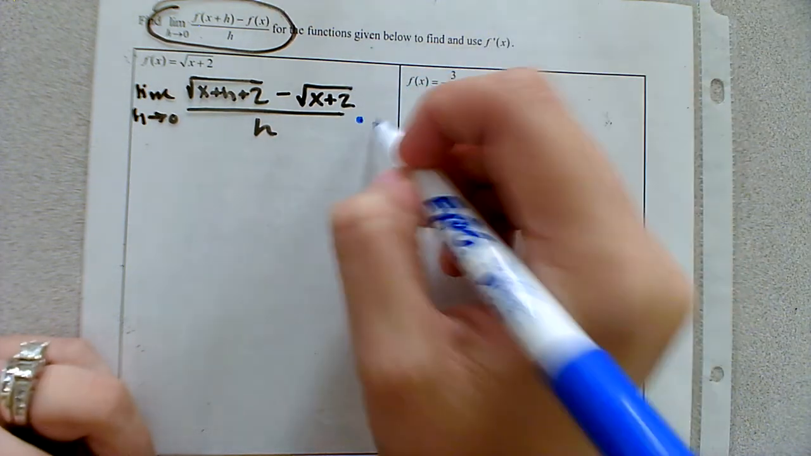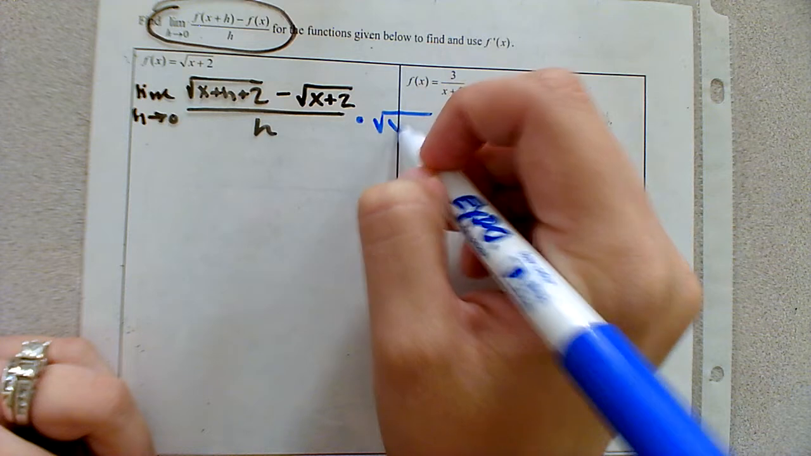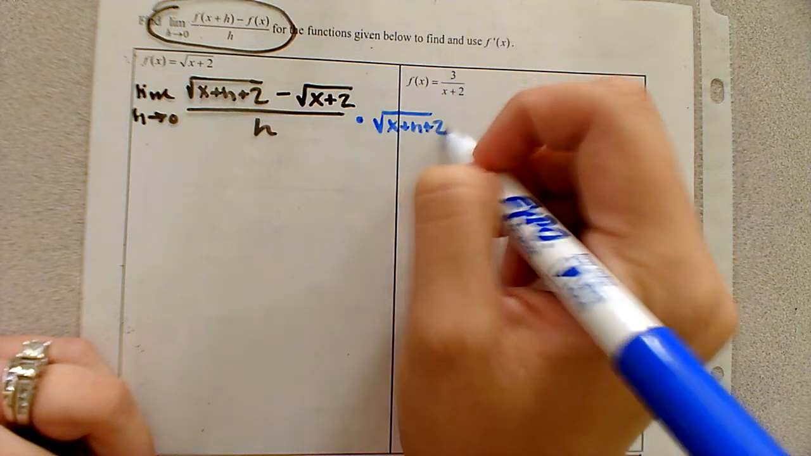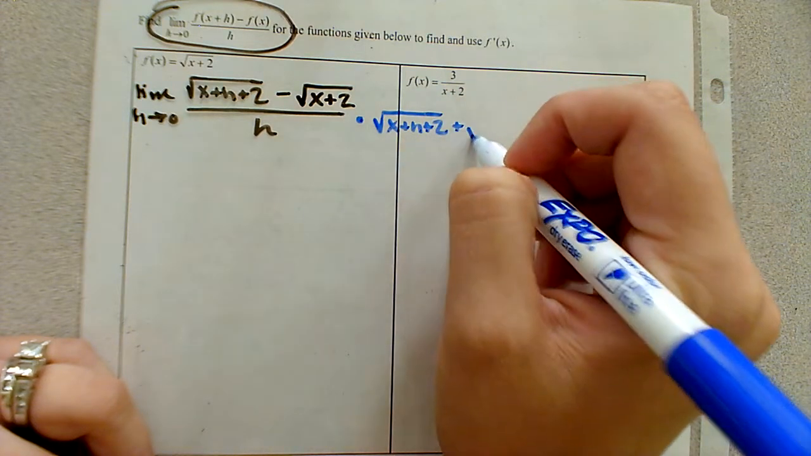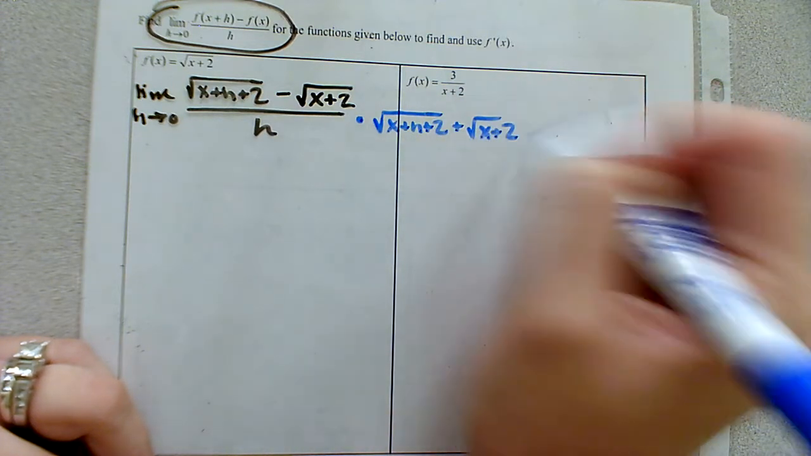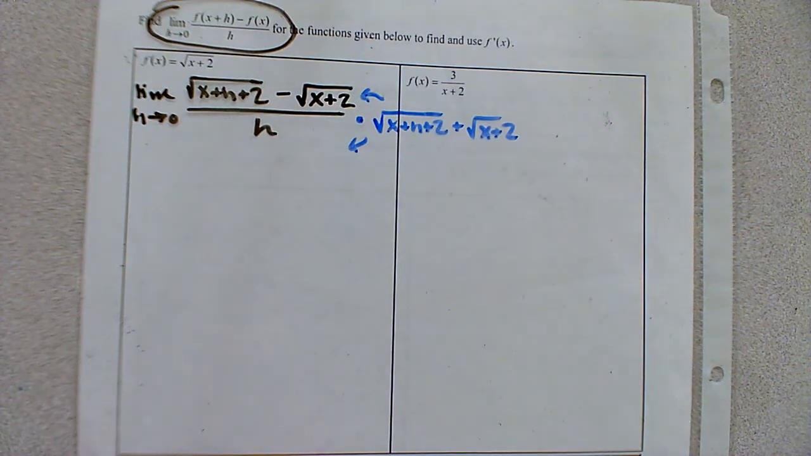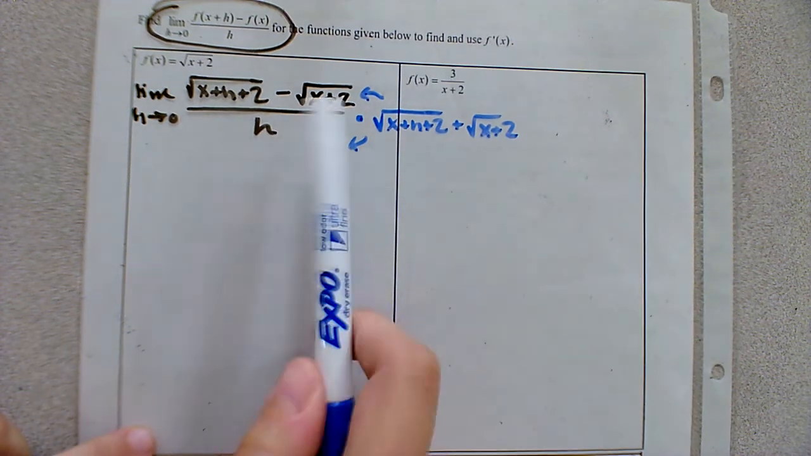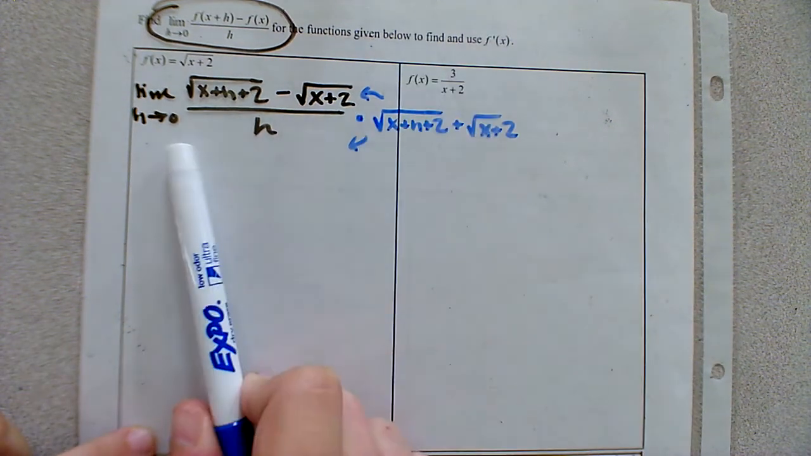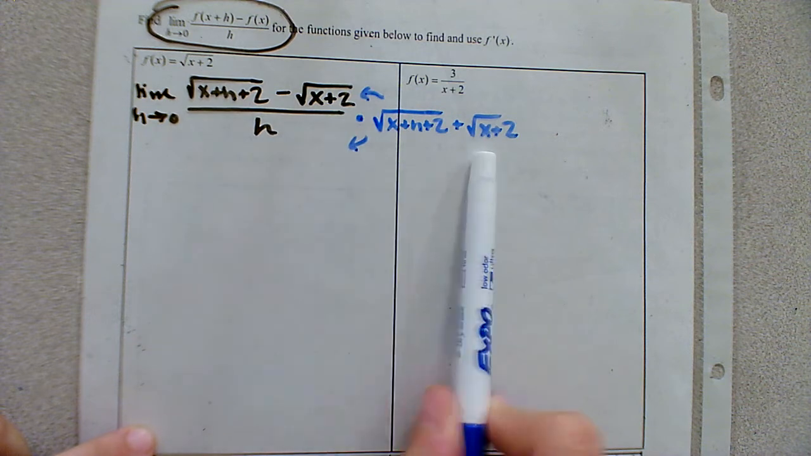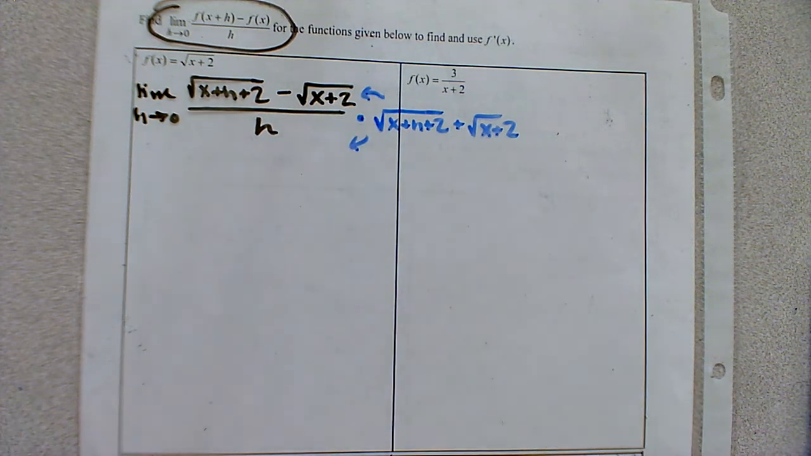So let's go ahead and multiply by the conjugate, which would be the square root of x plus h plus 2, and then we'll add the other square root. So we're going to multiply that on top and bottom to keep our fraction balanced. Hopefully you can write a little bit smaller or keep it in the box, but my pen's write a little thick, so I have to go into the other example.